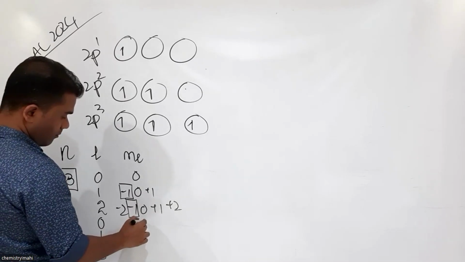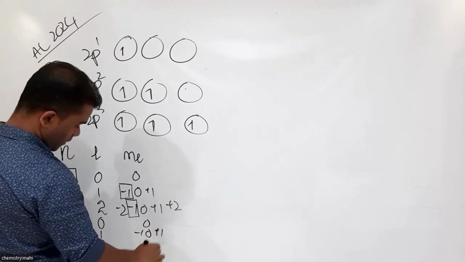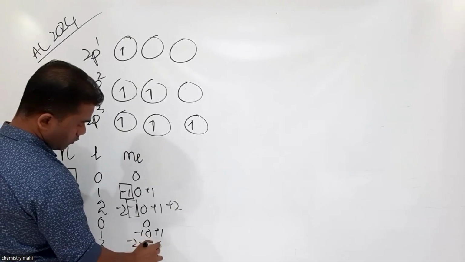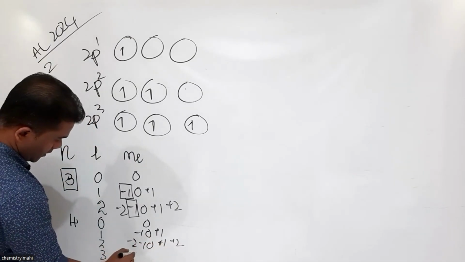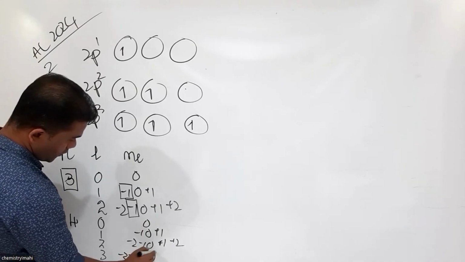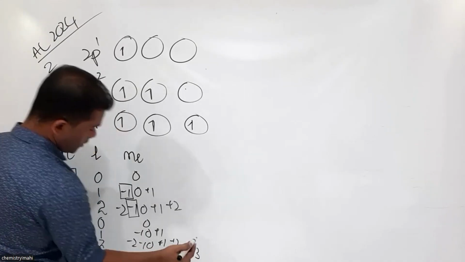In l equals 0, ml is 0. In l equals 1, this is minus 1, 0, plus 1. This is minus 2, minus 1, 0, plus 1, plus 2. And this is minus 3, minus 2, minus 1, 0, plus 1, plus 2, plus 3. Those are the possible ml values.